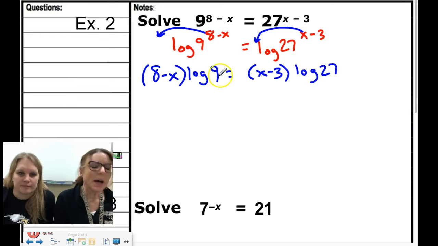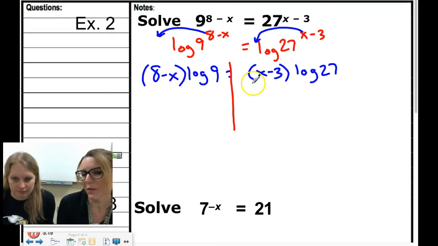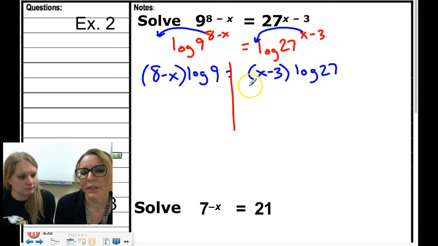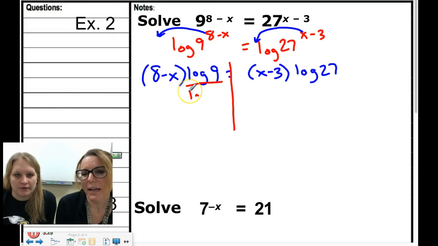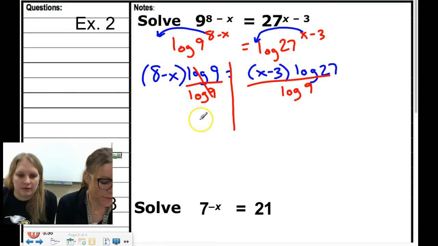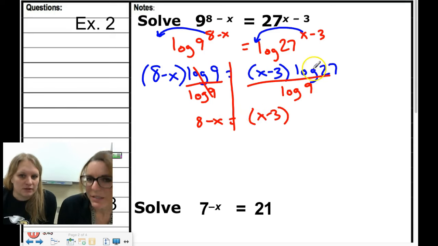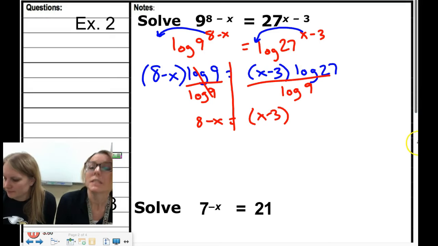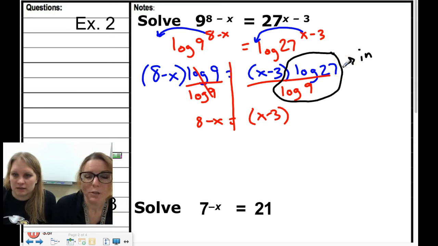Now, when you get to a problem like this, you have an x on the left and an x on the right. I start on the left because log 9 is lower than 27. So let's divide both sides by log 9. In the end, it really will not matter. So that goes away, and we're left with 8 minus x is equal to the x minus 3 times log 27 over log 9. Let's do that step in the calculator. Type log 27 divided by log 9, and you get 1.5.